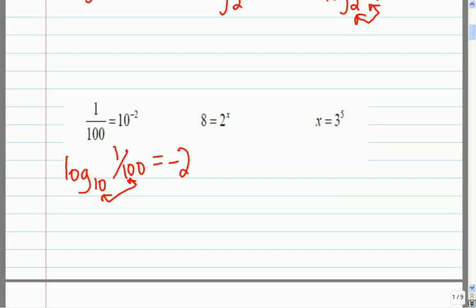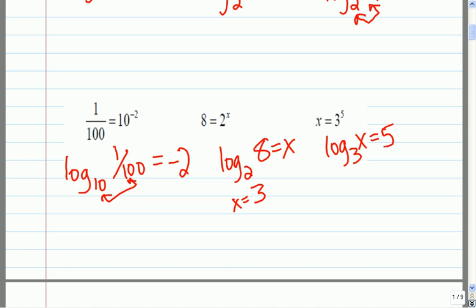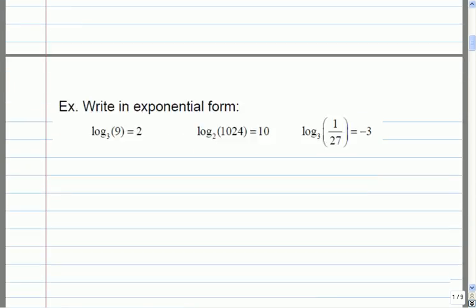8 equals 2 to the x. Okay, Alice, go for it. Log base 2 of 8 is x. Anybody know what x is? 3 is correct, yeah. Okay, the next one, x equals 3 to the 5. Okay, Jackie? That's correct. Okay, so that's the first important step, is to make that connection.